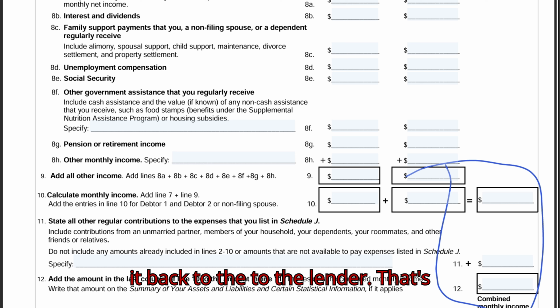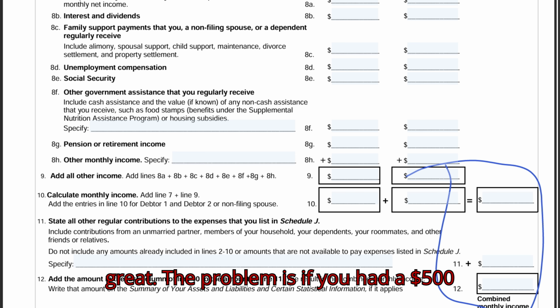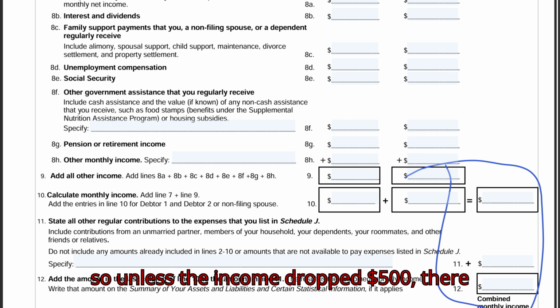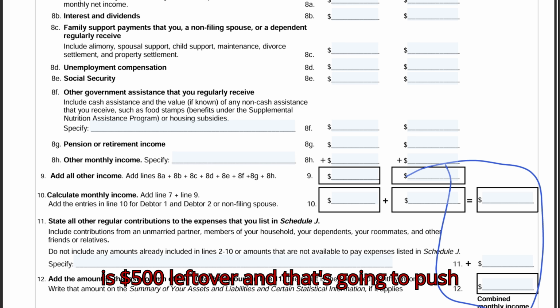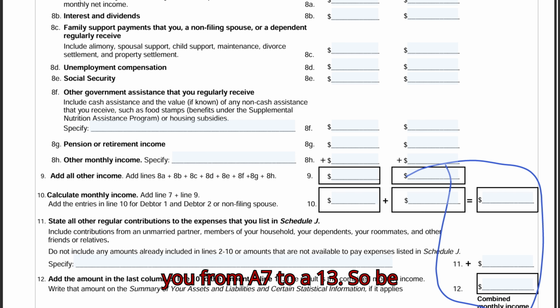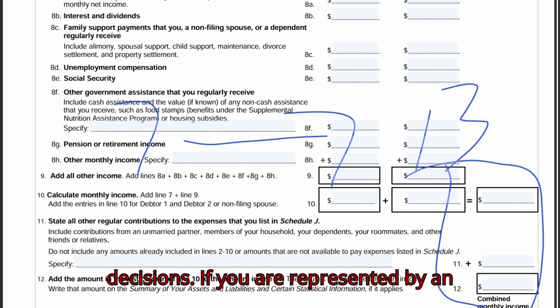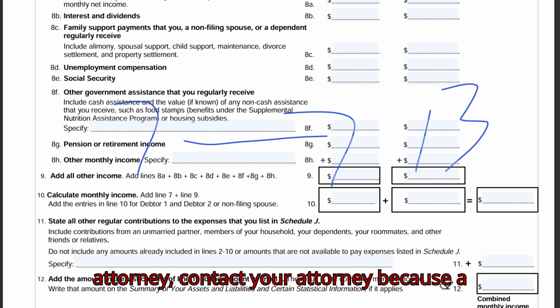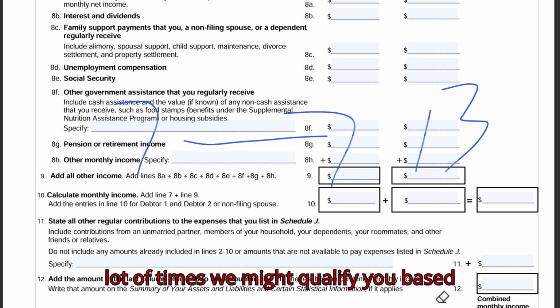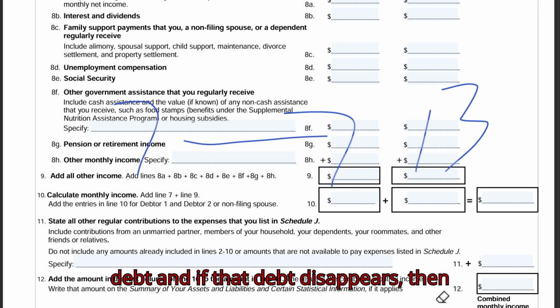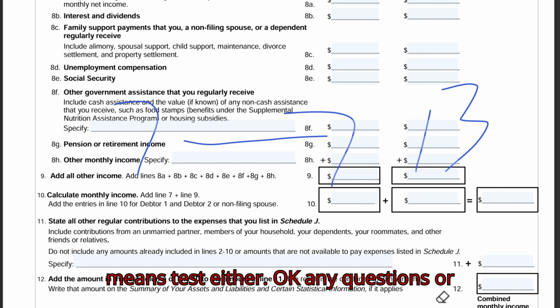That's great. The problem is if you had a $500 car note and now there's not $500 in your expenses, I've got a $500 problem. So unless the income dropped $500, there is $500 left over. And that's going to push you from a 7 to a 13. So be careful when you make these financial decisions. If you are represented by an attorney, contact your attorney, because a lot of times we might qualify you based on the means test. When we get to that, you're going to see that the means test takes into consideration secured debt. And if that debt disappears, then again, you may not qualify under the means test either.